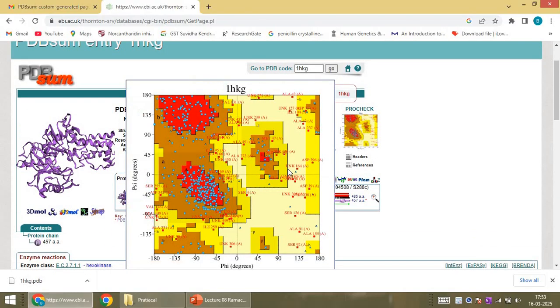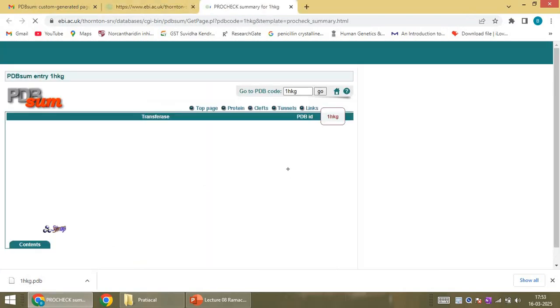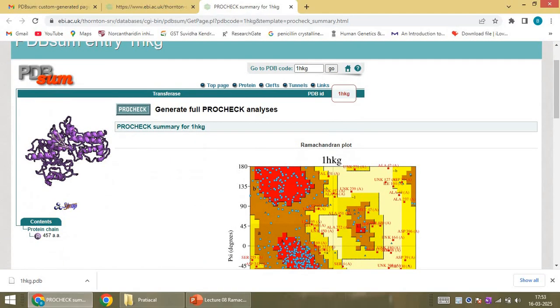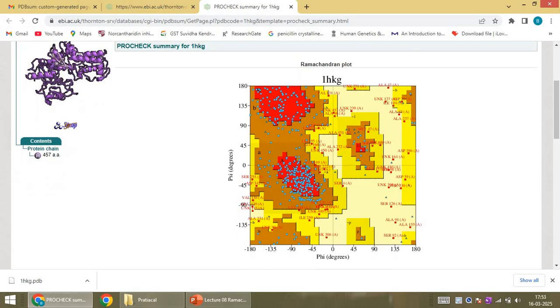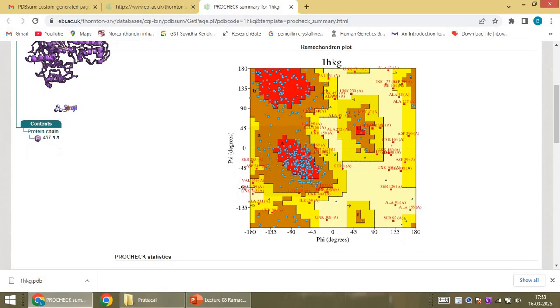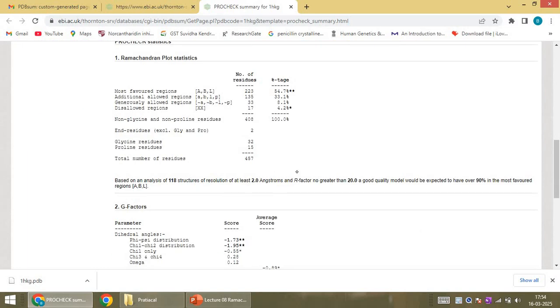And this is the Ramachandran plot of our target protein. This is the allowed region, this is the partially allowed region, and this is the disallowed region. On the x-axis there is phi, and on the y-axis there is psi. This is the summary of the Ramachandran plot.